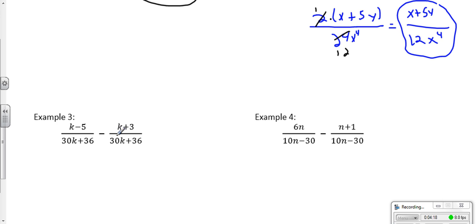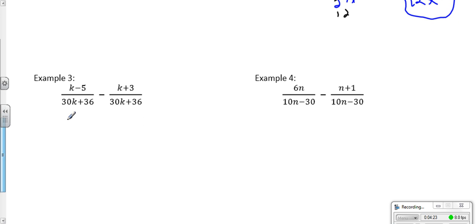Next one, we're going to deal with subtraction. What's the only difference here? And again, notice we have common denominators, so we can go ahead and write that out. So equals 30k plus 36.